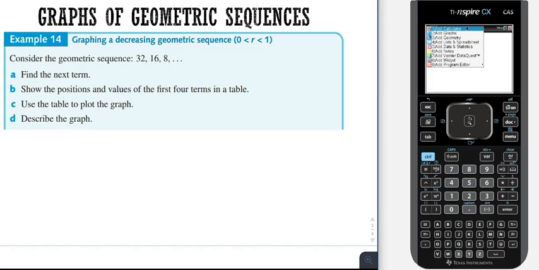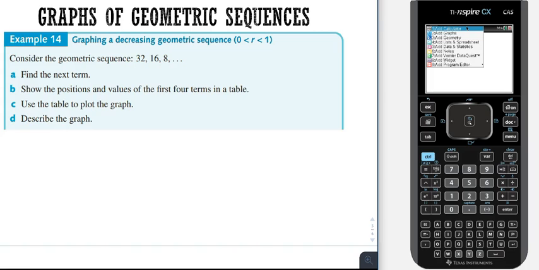So graphing. Graphs of geometric sequences. We're only going to look at one example. Please note that there are different ways that this can be done, but the real thing that's in common for each of these is that they are not linear. There is a curve to your graph, and you'll see that when we go through and do this.